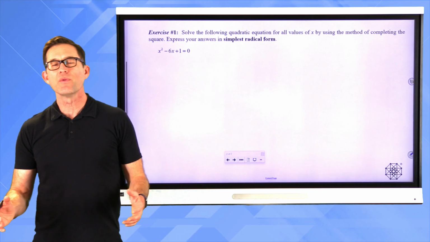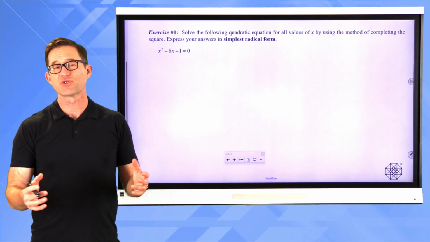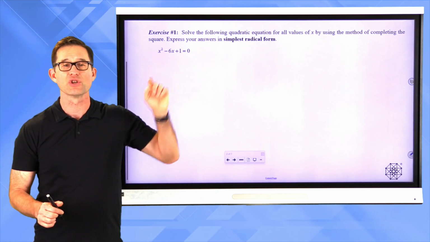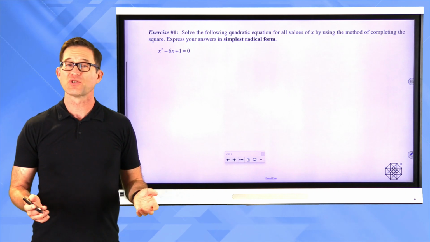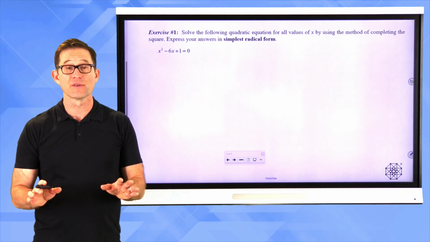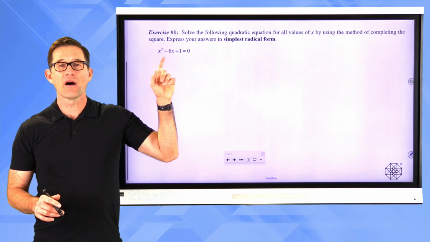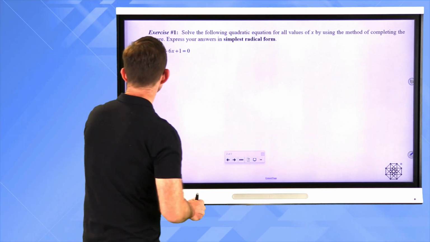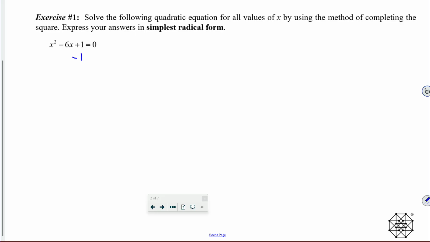All right, so the first thing I always like to do is to remind students that completing the square only works when the leading coefficient is equal to 1. Fortunately for us in this problem, it is equal to 1. So we can use completing the square. Now, if there's a constant term, like this plus 1, what I always start with is moving that positive 1, or whatever the constant is, to the other side of the equation. So I'm going to have x squared minus 6x is equal to negative 1.